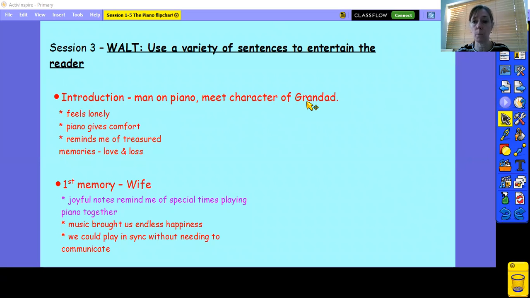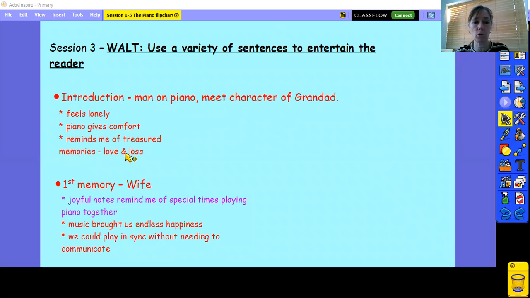But we're going to write in the first person. So we're going to write as I, he'll be writing as himself. And then we're going to write about his memory of his wife. That'll be our second paragraph. Now, the thing about this piece of writing, this narrative, is it's not chronological, it doesn't go in order.